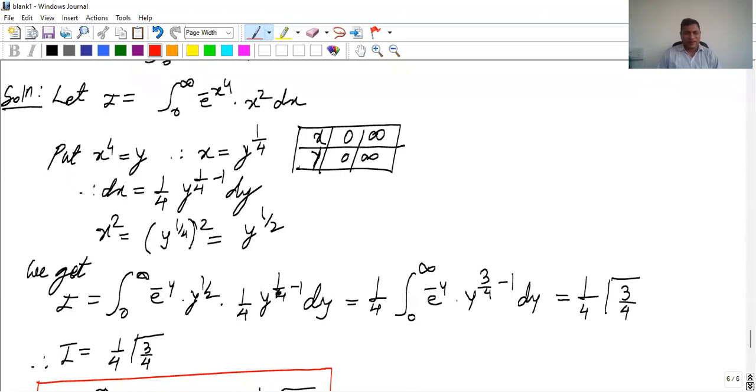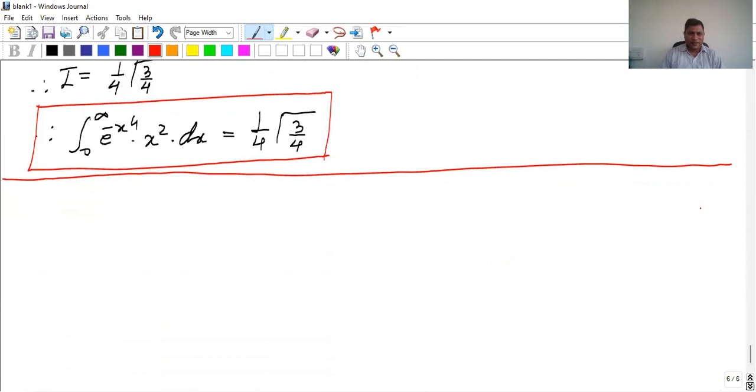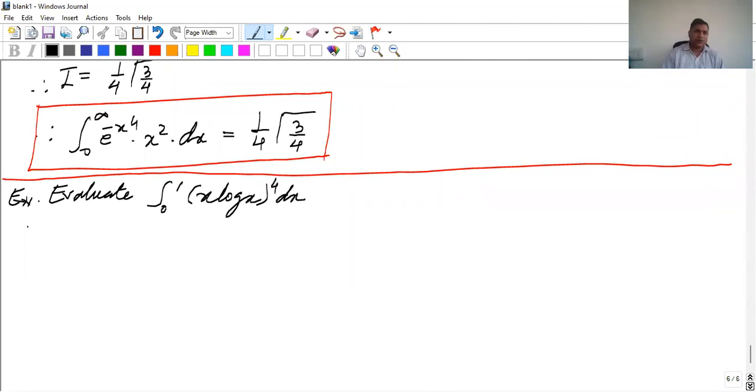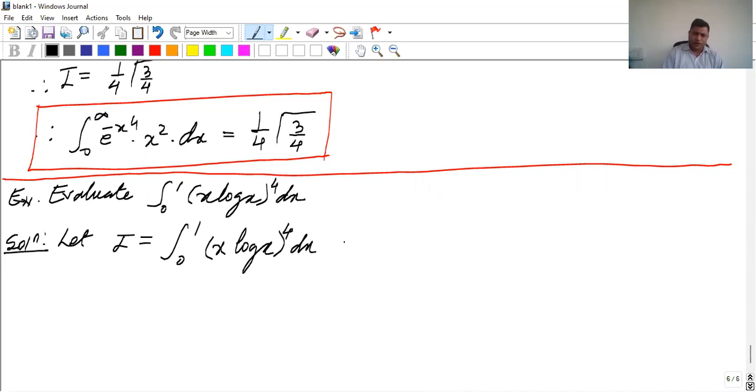So are you done with this example? Yes, sir. Okay, so let us think of another example. Suppose we want to evaluate the integral from 0 to 1 of (x log x)^4 dx. We can go with the solution: let I equal the integral from 0 to 1 of (x log x)^4 dx.